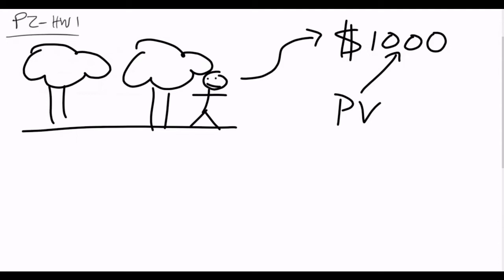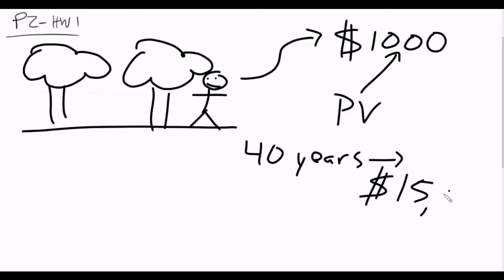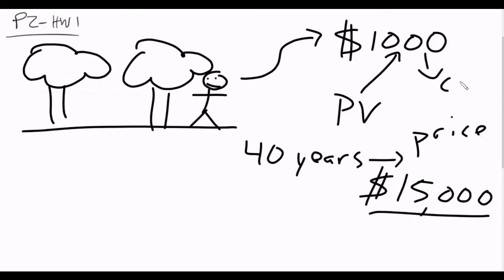Okay, and then we know that in the future, so in 40 years, these same trees can be sold, probably as lumber, for $15,000, right? So this is the price. This is the money we're going to get. And this right here is the cost, right? How much it took in order to get the product.